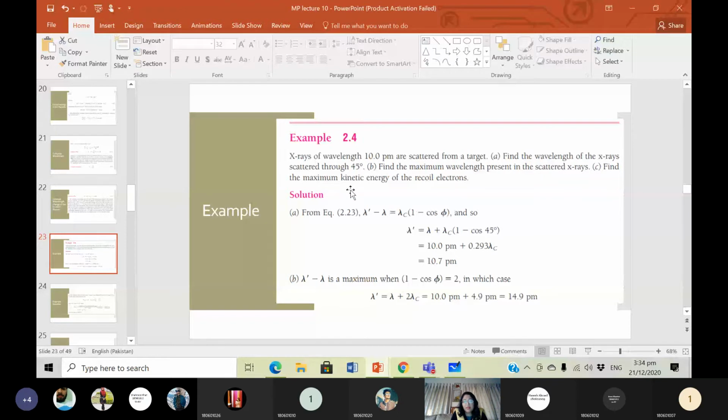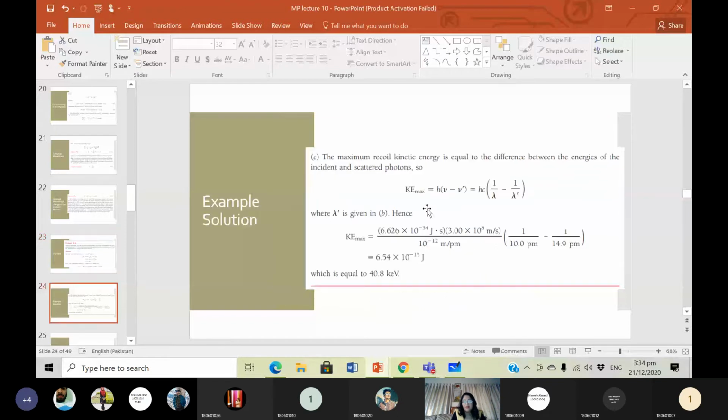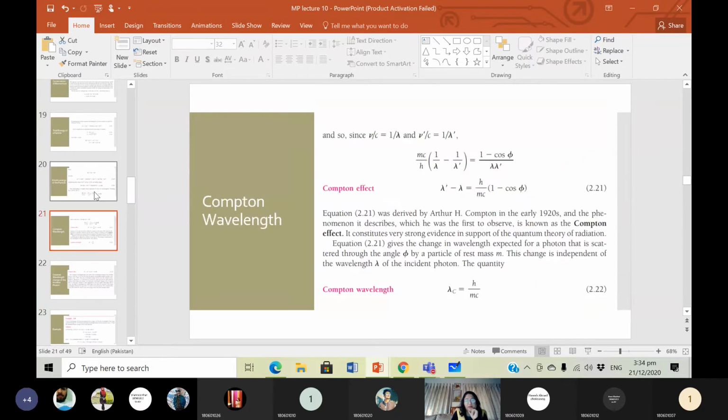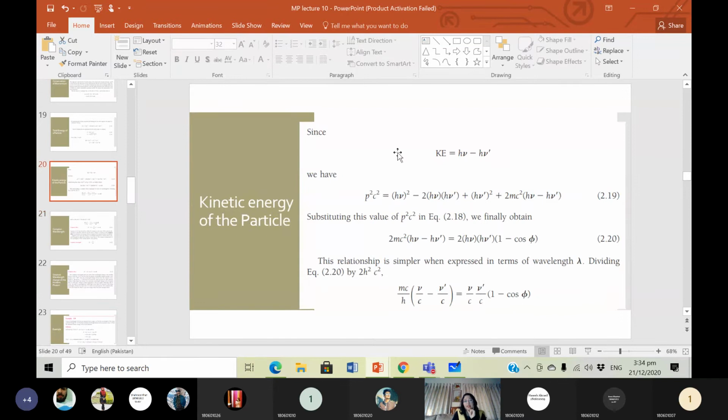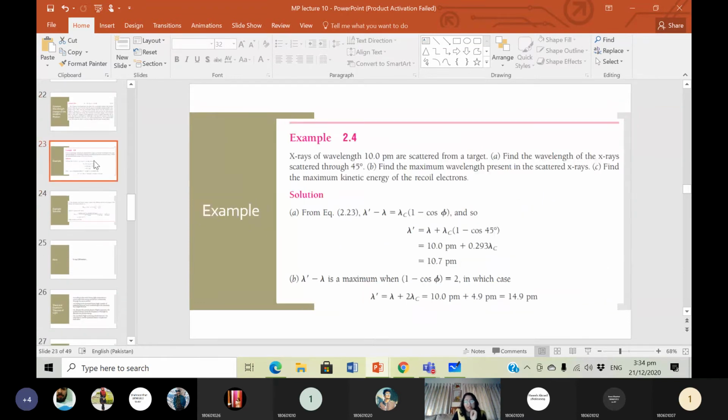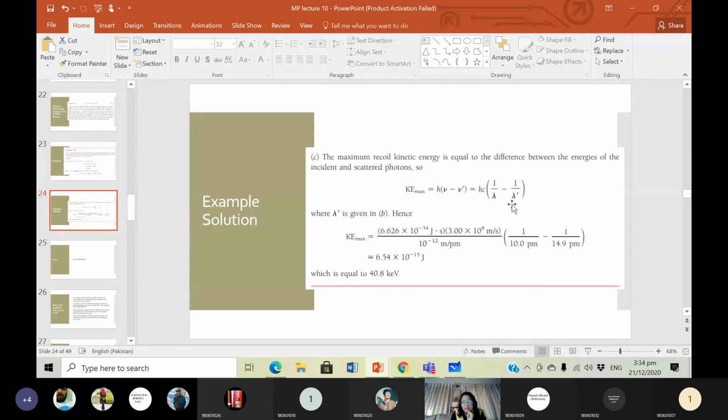Okay? Find the maximum kinetic energy of the recoil electrons. So the maximum kinetic energy is equal to the difference between the energies of the incident and the scattered photons. Okay? So basically the maximum kinetic energy is equal to h times, we said already we had the equation for the maximum kinetic energy. Okay? This is the energy. And if we're using the maximum kinetic energy, then we have to use the maximum change in the wavelength, right? Which we have found in part B.